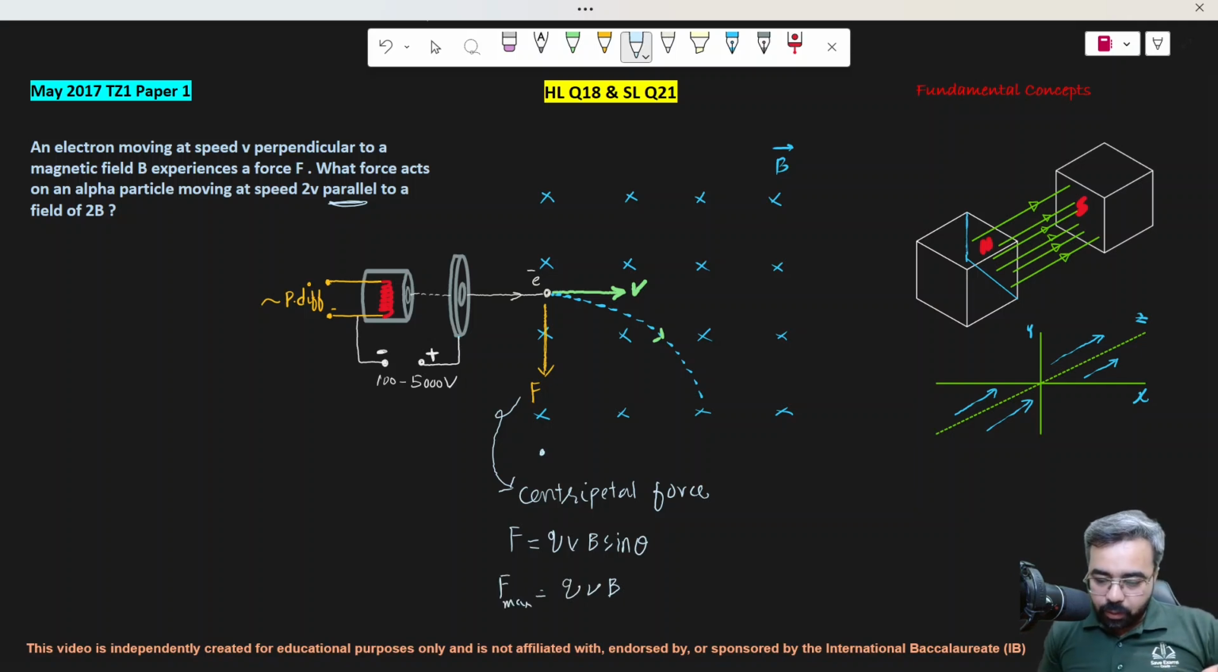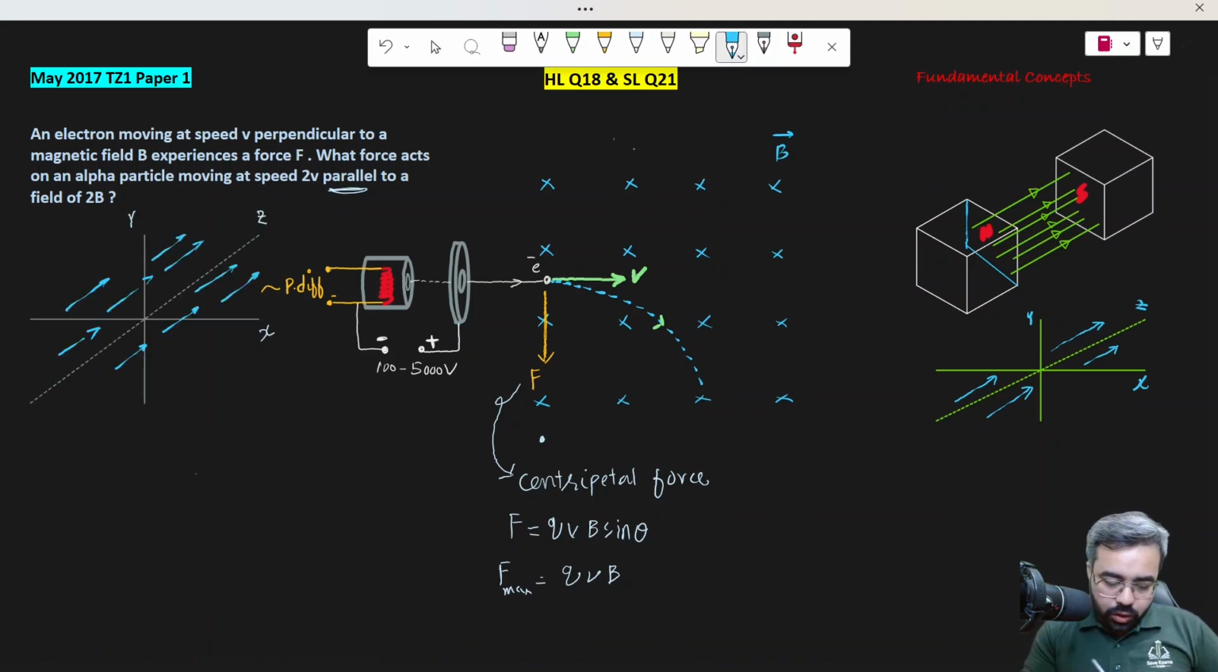Since the electron entered at 90 degrees, that is the maximum force applied on it. Now the point is, when the alpha particle is thrown, what will happen? We are throwing the alpha particle into the region which has a stronger field, parallel to the magnetic field with a speed 2v. So the magnetic field will not be able to bend or accelerate the alpha particle, because it is going parallel.